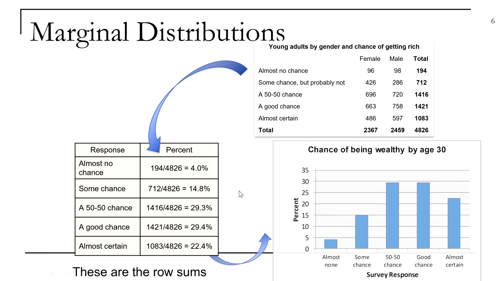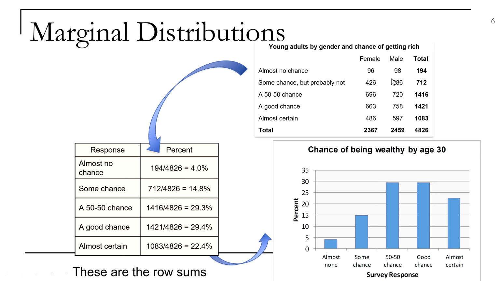And these are called the row sums. And so this is called the marginal distribution of how you feel about getting rich. If we're adding these values up, we'd see it's 100%. So if it counted for every possibility of the chance of being wealthy by age 30, this is what a graph of that would look like. And this is called the distribution of the rows.